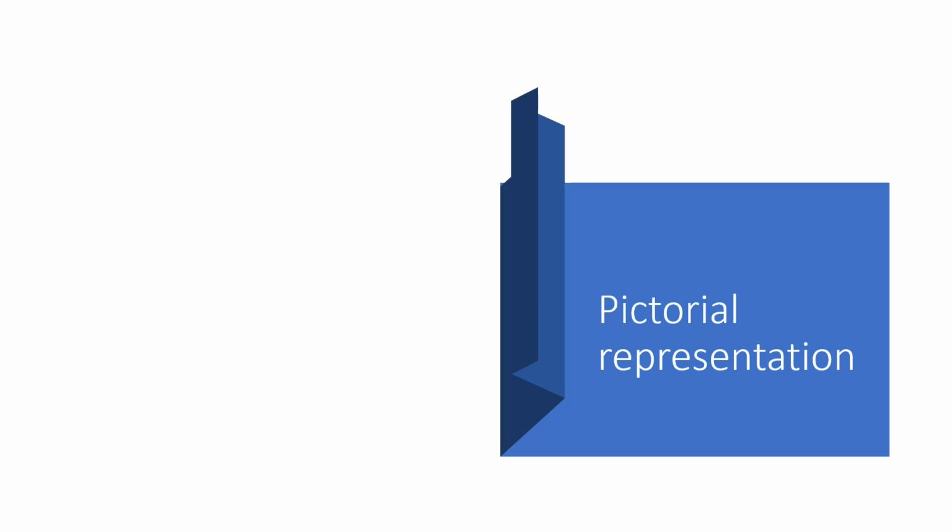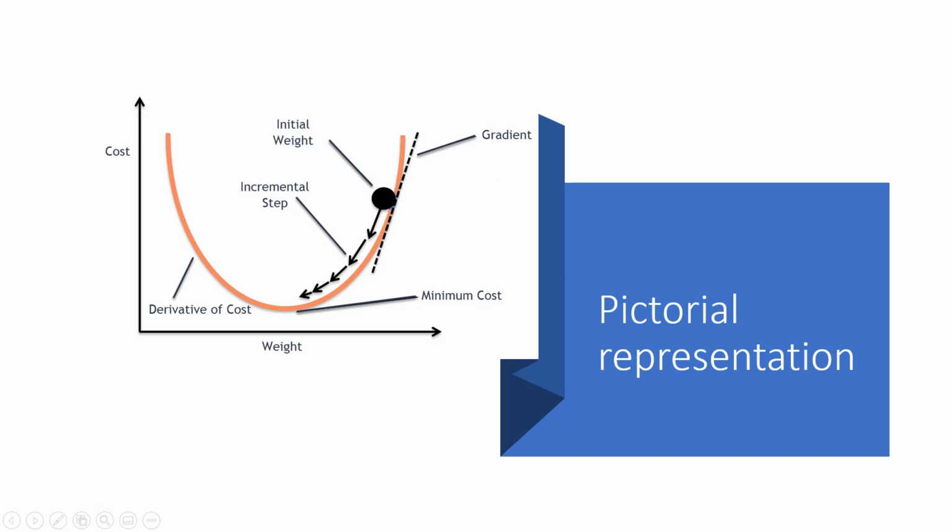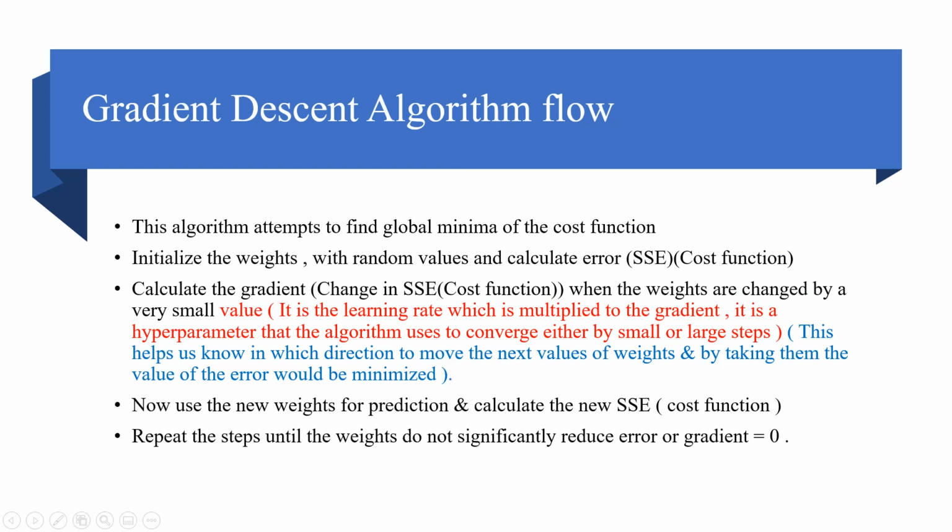Let's see a pictorial representation of it. Consider this is your graph here, and consider you've taken an initial weight here, as I showed you in the earlier slide. You take an initialized weight with random values, and you calculate the gradient or the SSE.